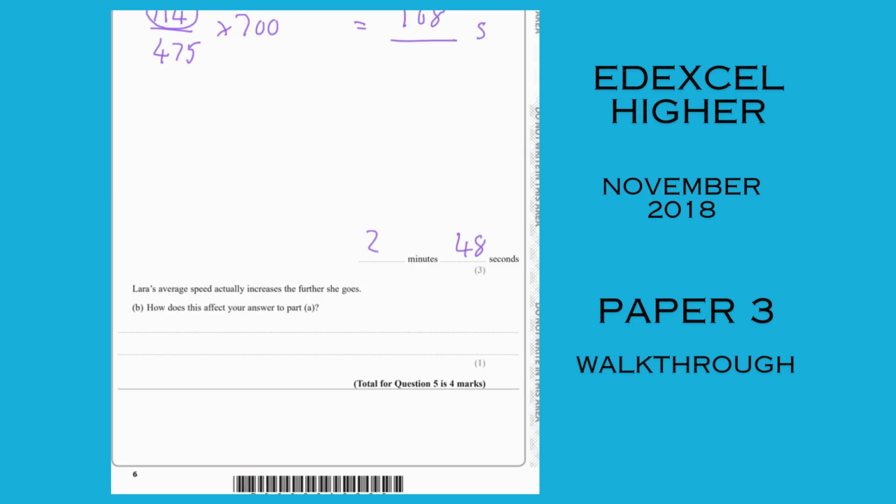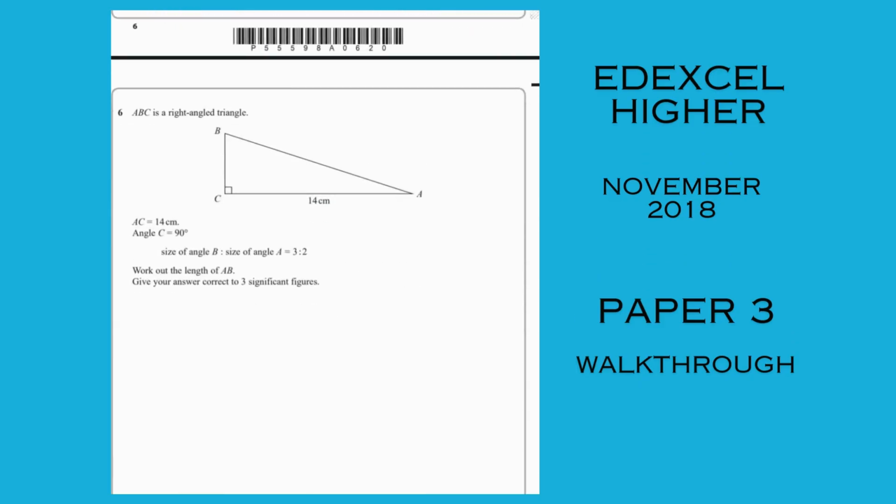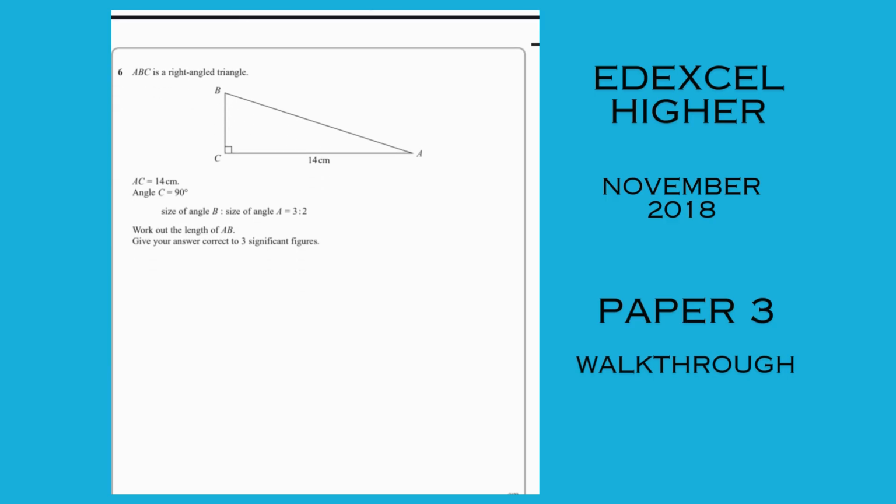Lara's average speed actually increases the further she goes. So because the 700-meter race is longer than her first race of 475, if you're going faster, the amount of time it takes reduces. So you don't need 2 lines of explanation or waffle there. Just how does it affect your answer? My answer will reduce.